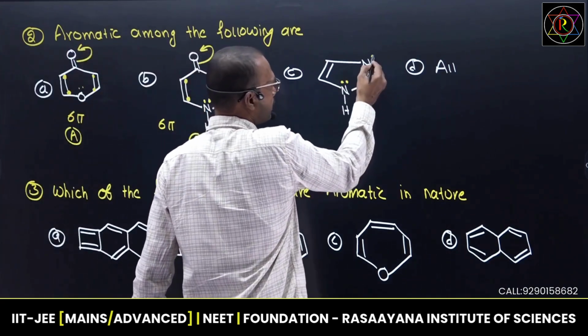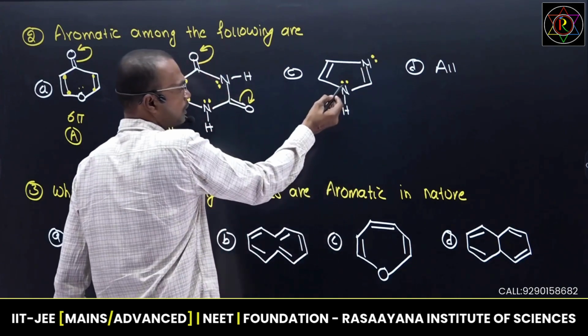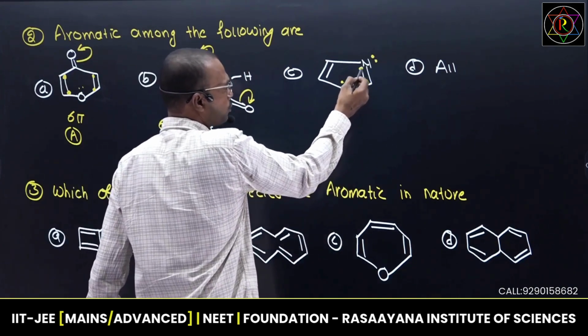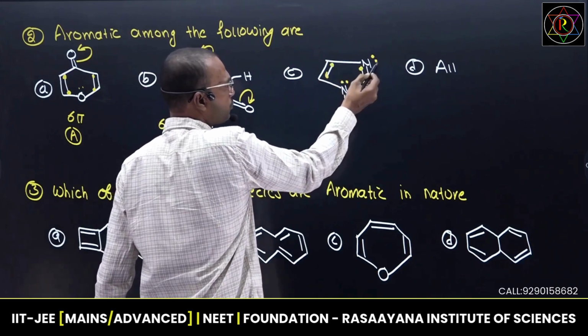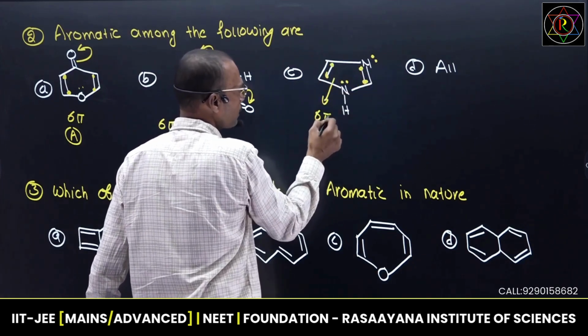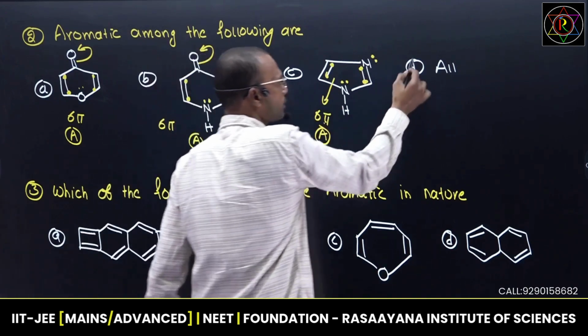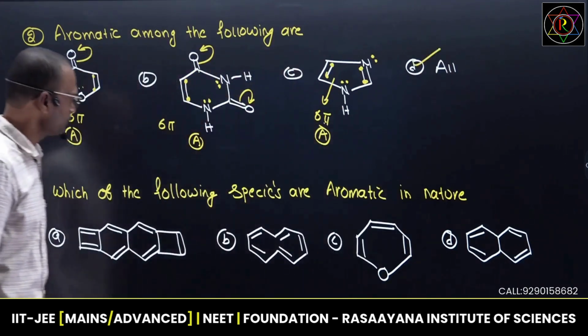A lone pair of electrons, here also one lone pair is present. This lone pair is involved in delocalization. Here 2 pi electrons and here also 2 pi electrons. This is not involved in delocalization. So a total of 6 pi electrons are delocalized. So your answer is all. So all are aromatic in nature.